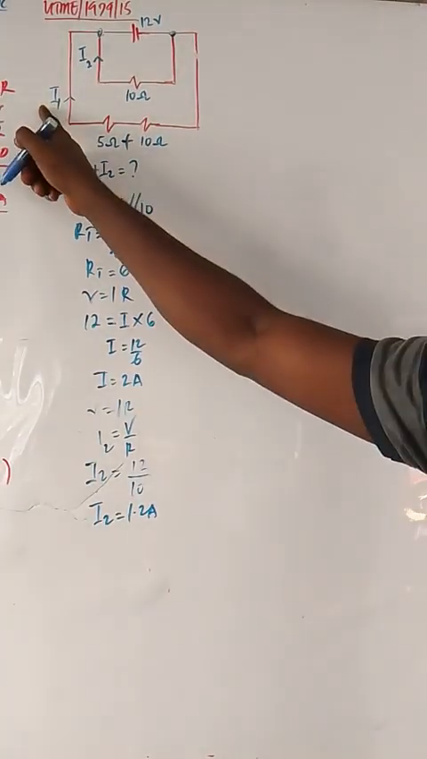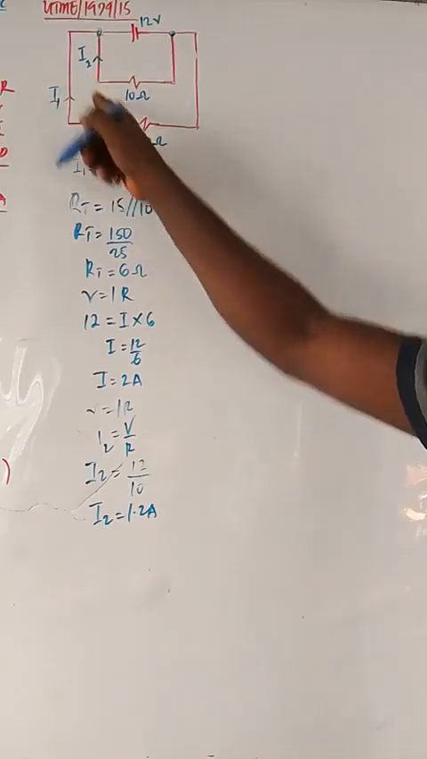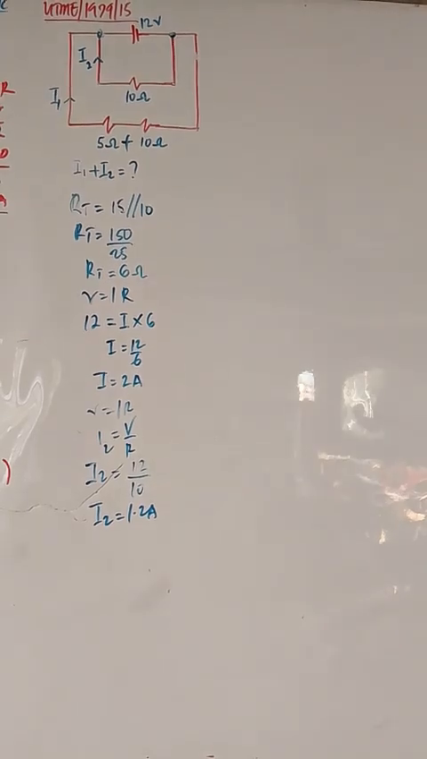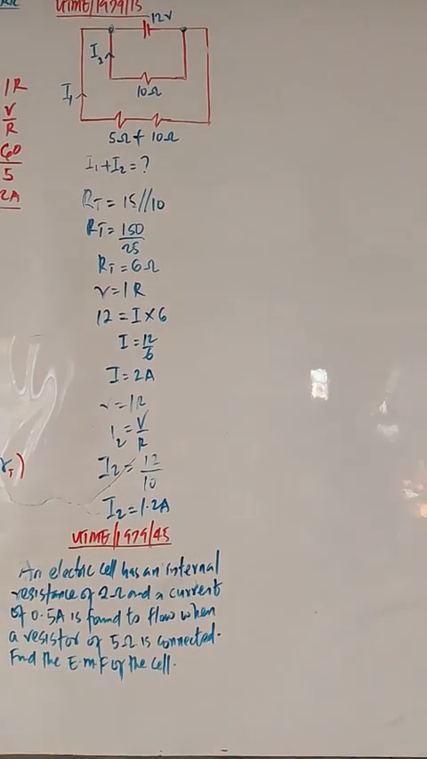So 0.8 is I1, 1.2 is I2, R plus I2 is 2 amperes. But you don't have to do them separately since you can combine them. As simple as that. Now look at this question.